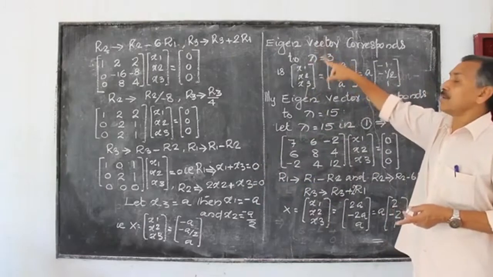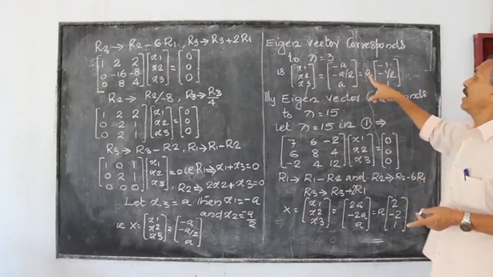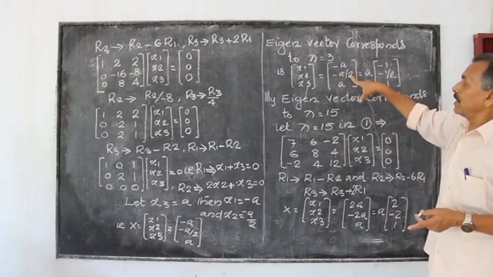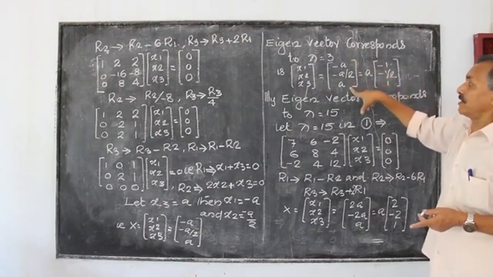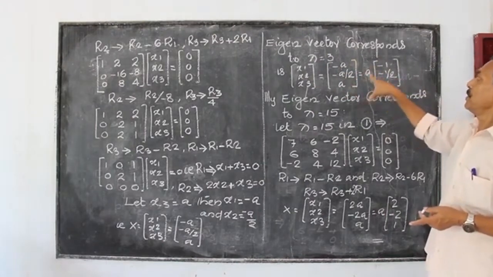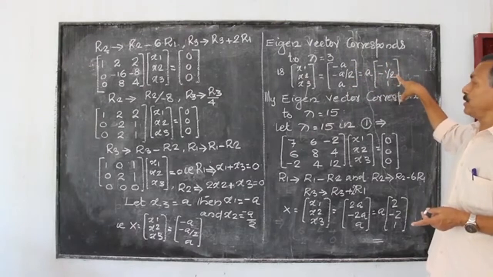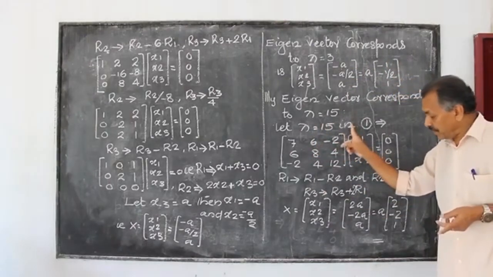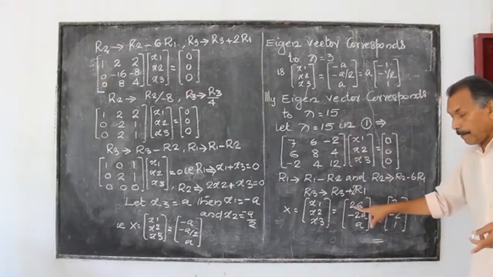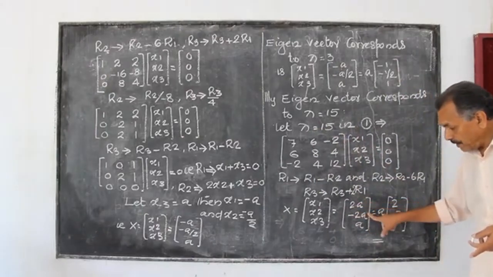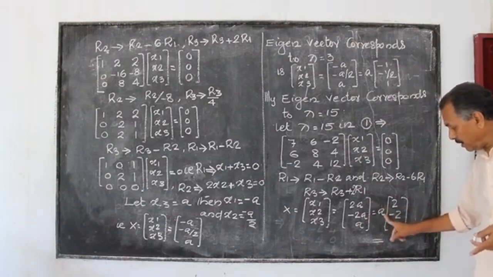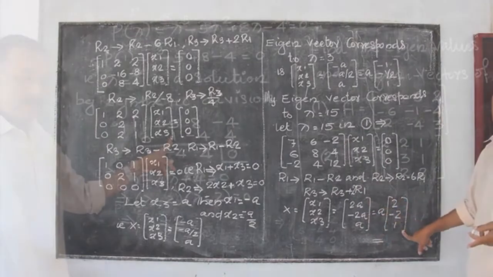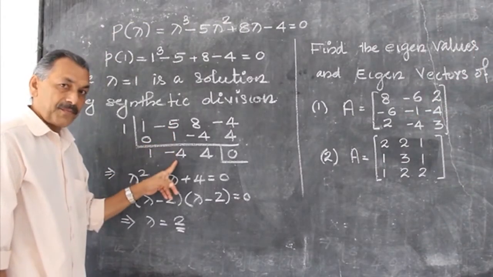Similarly, for lambda equal to 3, the eigen vector is a, minus a, minus a by 2. That is a into minus 1, 1, minus 1 by 2, 1. Similarly, the eigen vector corresponding to lambda equal to 15 is minus 2a, minus 2a, a, that is a into this vector.